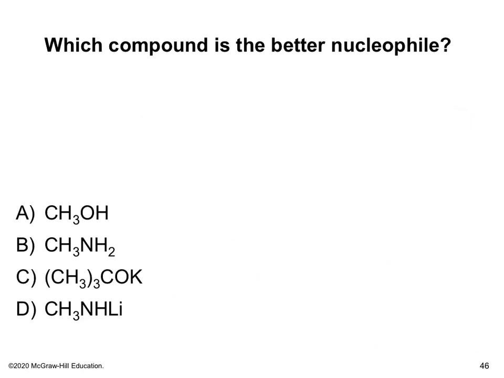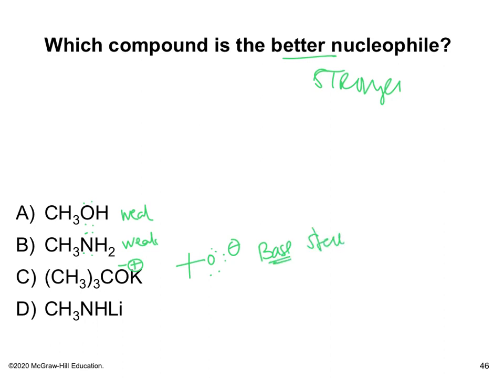So which compound is the better nucleophile? Better means stronger. Okay, so this would be weak. This is a base, folks. Remember? This is going to be a base because it's sterically hindered. And then we have this one, CH3 and H. So this is going to be your strong nucleophile.